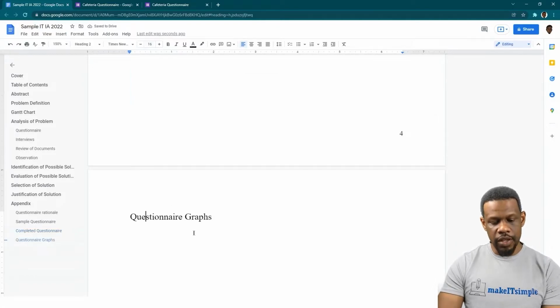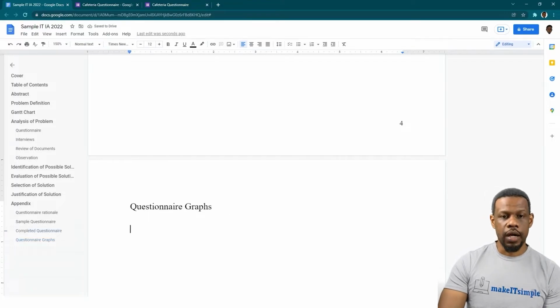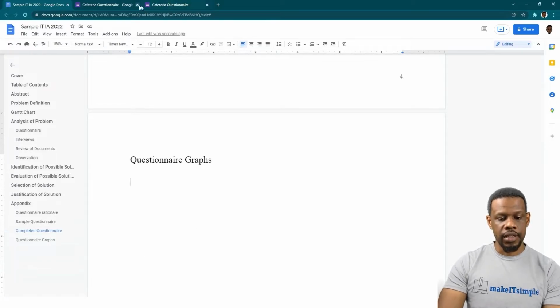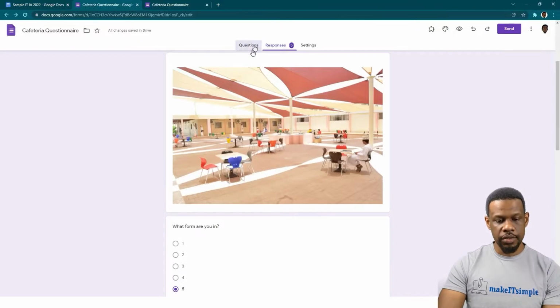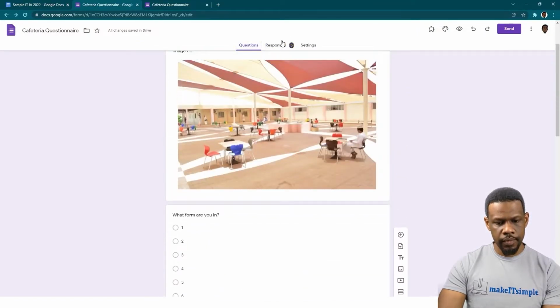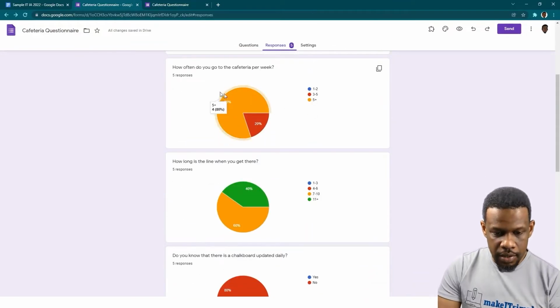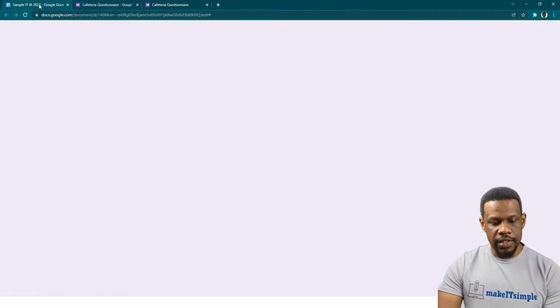Questionnaire graphs is where I'm going to reference the things I need to talk about in the actual write-up. So the questionnaire graphs are going to lead me back to these graphs in the responses. I go to questions, responses, sorry, and then to summary. The summary will give me a graph showing how often you go to the cafeteria per week. I'm going to copy this graph and put it inside questionnaire graphs.